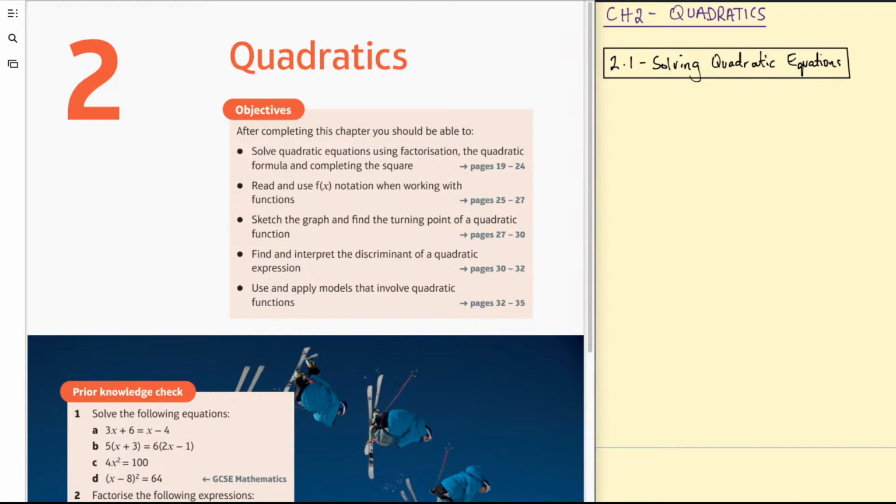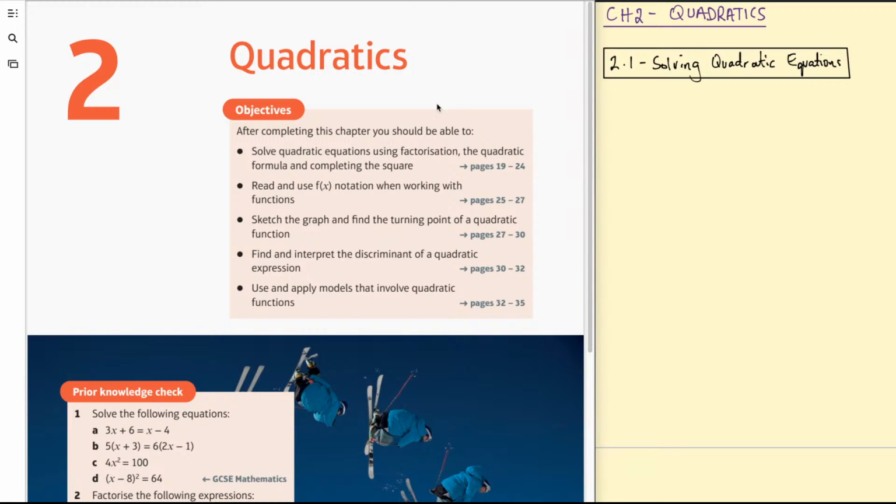We have finished chapter 1. We're on to chapter 2, quadratics. And so let's get stuck into this one then. So chapter 2, quadratics, the objectives here.